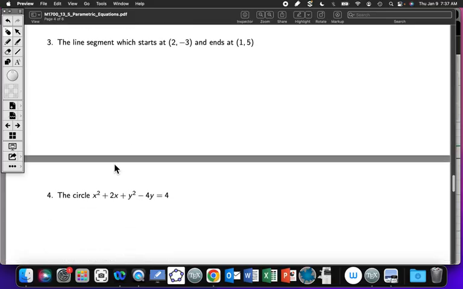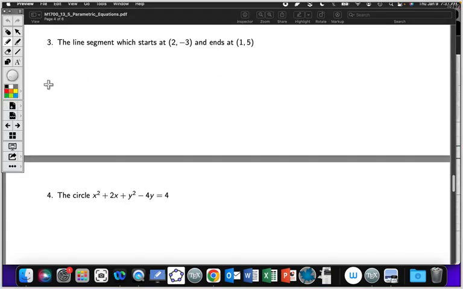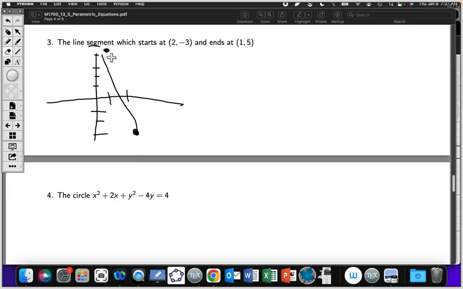Number 3, the line segment which starts at 2, -3 and ends at 1, 5. So it starts at 2, -3 and ends at 1, 5. Of course, it had to be 1, 5 way up there. All right. So we're trying to parameterize this line segment.